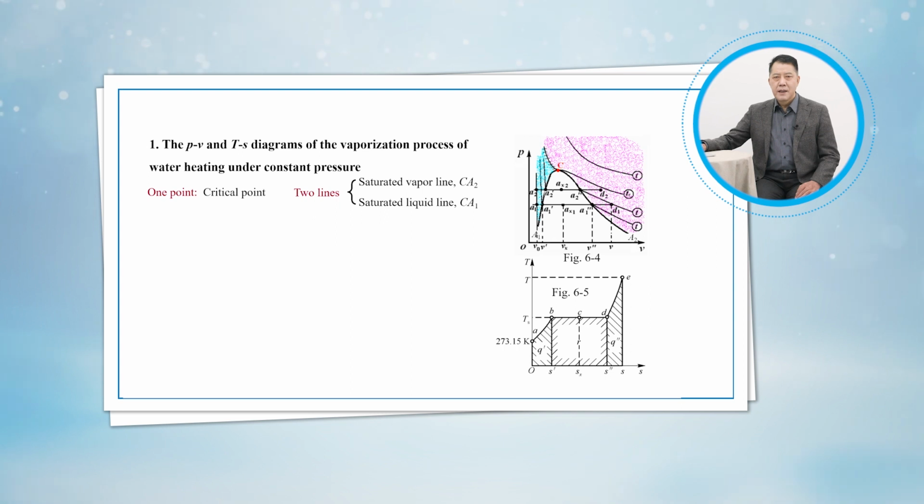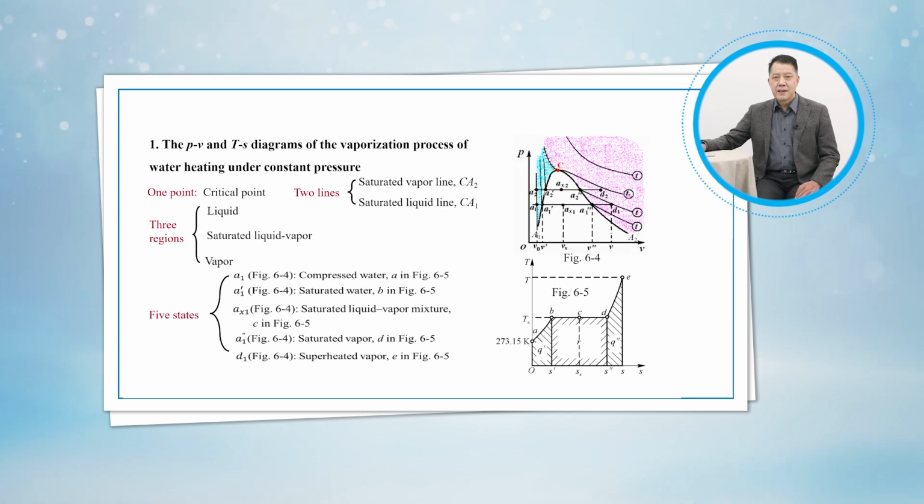2 lines. There are 2 lines on each diagram, that is, the saturated liquid line CA1 and the saturated vapor line CA2. 3 regions. There are 3 regions on each diagram, that is, the liquid, the saturated liquid vapor, and the vapor regions. 5 states.